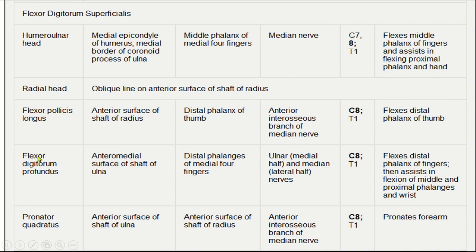The flexor digitorum profundus origin is from the anteromedial surface of the shaft of ulna. The insertion is at the distal phalanx of the medial four fingers, and it is supplied by the ulnar nerve for the medial half and the median nerve for the lateral half. The nerve roots are C8 and T1. It flexes the distal phalanx of fingers, then assists in flexion of the middle and proximal phalanges and wrist.